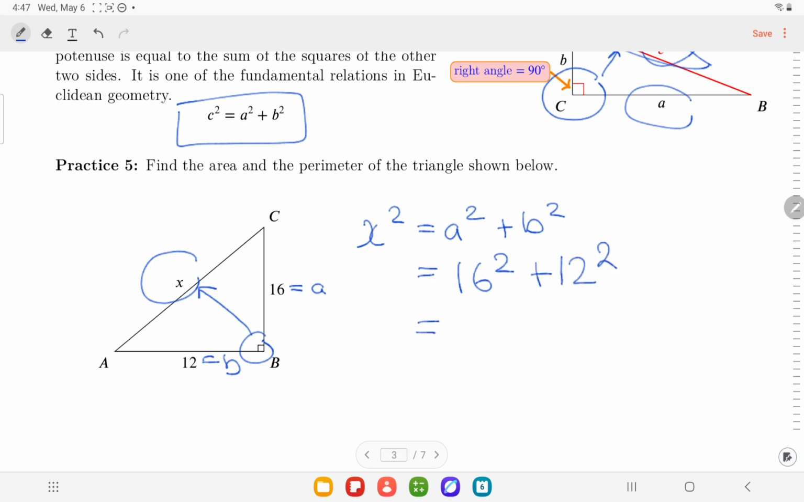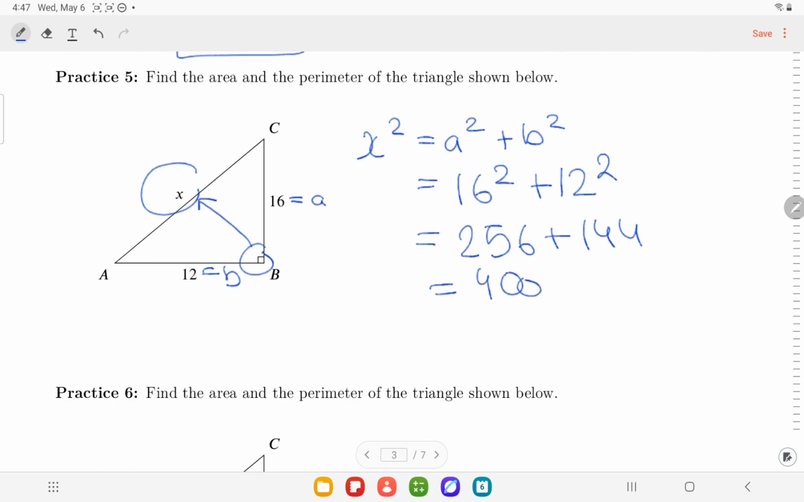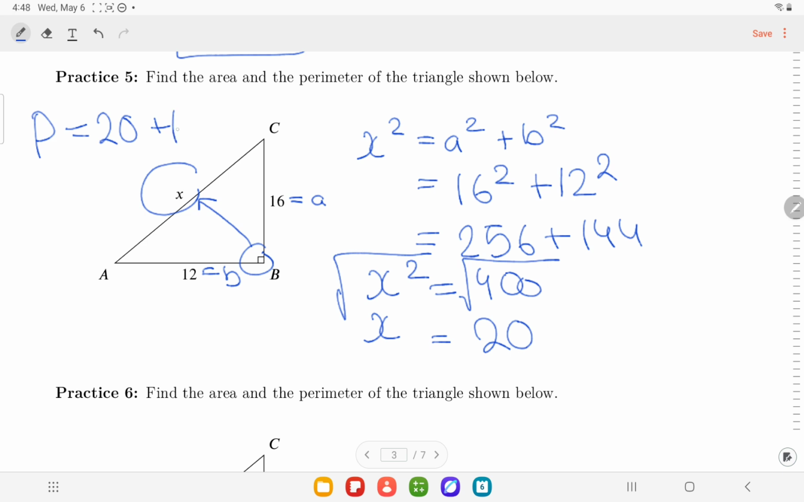And this is going to be 256 plus 144, which is 400. And then to find our x, we're going to root both sides, and so we're going to end up with our x as 20. And we know the perimeter is simply all the sides added together. So our perimeter in this case is going to be 20 plus 16 plus 12, which is 48.